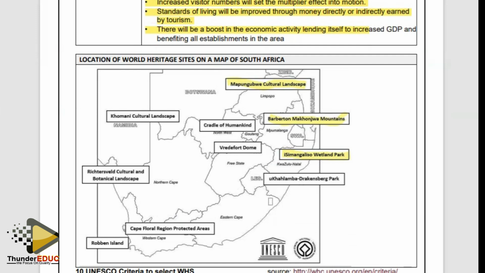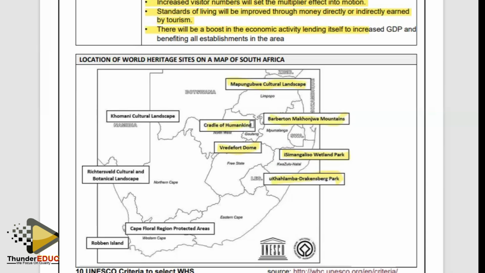Then we have uKhahlamba Drakensberg Park, which has an abundant collection of sandstone rock art, together with the mountainous regions, which are also of importance. The Vredefort Dome is a large crater created by a meteorite which fell from space several years ago, you can say millions of years ago.